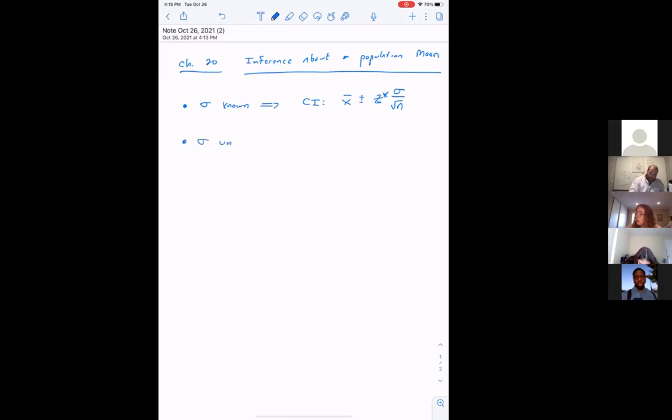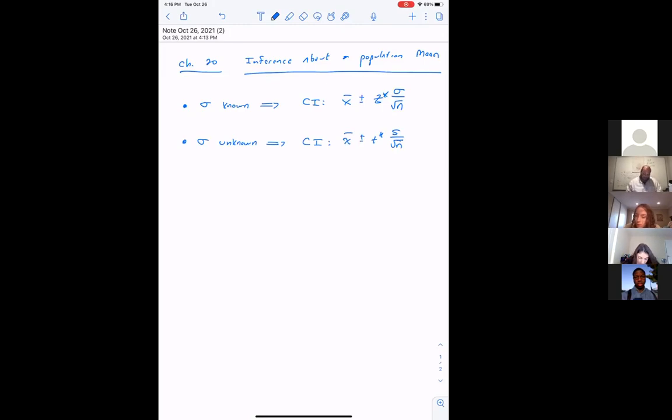And situation number 2, which we did last time, was sigma unknown. Can someone remind me what was the formula for the confidence interval in the case when we do not know sigma? Anyone recall the changes that we made in the situation when we do not know sigma? It was x bar minus t star times s divided by square root of n, and then the same thing with plus. Right, exactly.